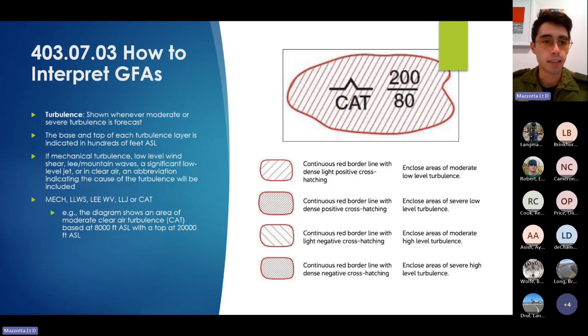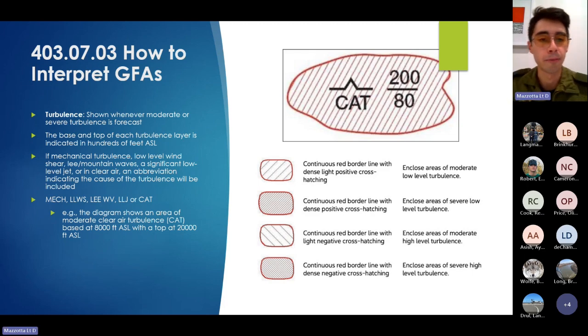Next is going to be on turbulence. So turbulence shows whenever there's moderate or severe turbulence. It could be in the forecast. Just like icing, the tops and bases of that turbulence is going to be indicated in feet above sea level. And if there's mechanical turbulence, low-level wind shear and significant low-level jets will also be indicated on there as well.